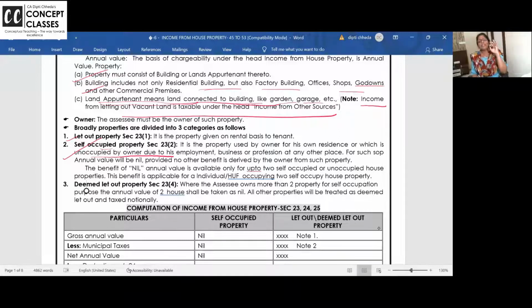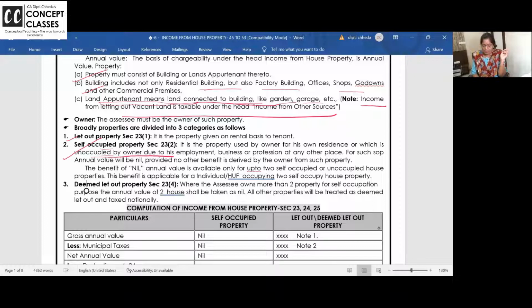Unoccupied property is your own property. You own it, but you are not staying there. It is vacant. So you have not given it on rent, but it is vacant because you are staying somewhere else because of your employment or your business. Are you all getting it?